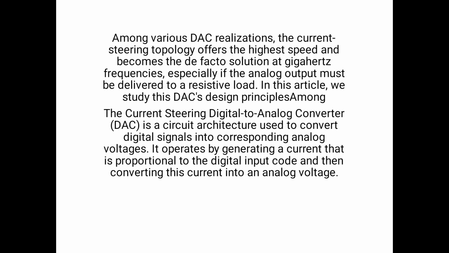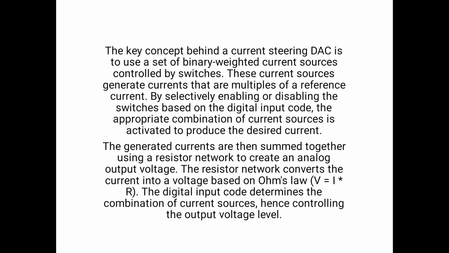Design principles of the digital to analog electronic circuit converter. The key concept behind a current steering digital to analog converter is to use a set of binary weighted current sources controlled by switches. These current sources generate currents that are multiples of a reference current, by selectively enabling or disabling the switches based on the digital input code.